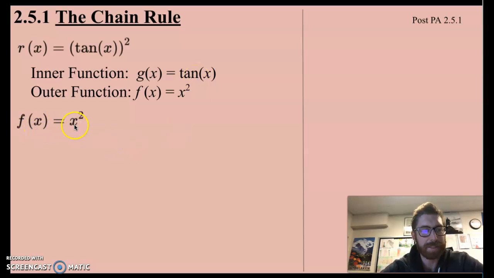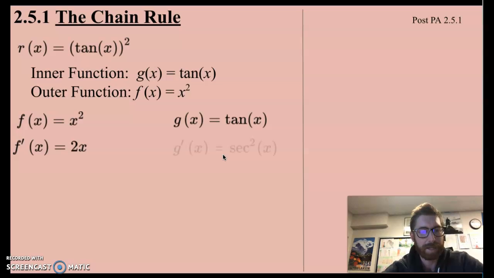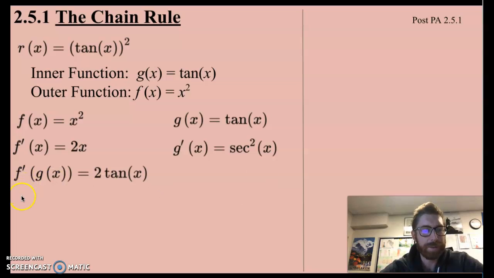So if we say f of x equals x squared, and g of x equals the tangent of x, we can find f prime of x easily, 2x. We can find g prime of x easily, right? Especially if you have your little note sheet with you, secant squared x. And now what we can do is piece those two together. So f prime of g of x is 2 tangent x, right? It's basically I replace x with whatever the inner function was, tangent of x.